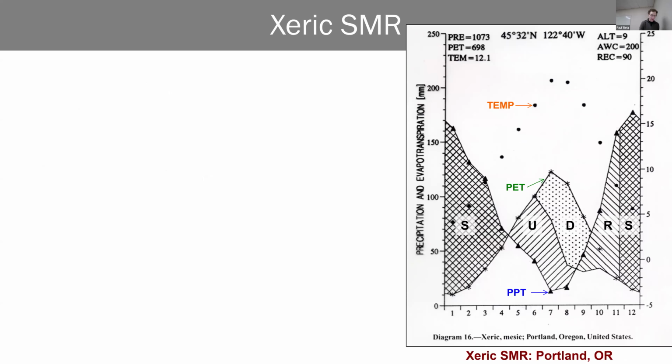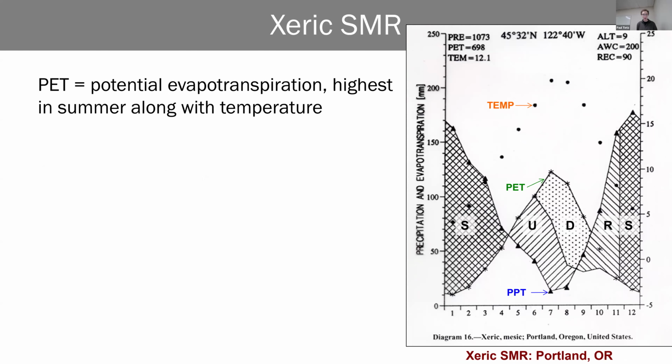Closer to home now is xeric. This one looks a little bit different. Our potential evapotranspiration is the green one here, this curving line right there. That is highest in the summer along with the temperature, which are the dots there. We're not really considering temperature for our moisture regime, but our precipitation line is the triangles, this kind of U-shaped one right there.